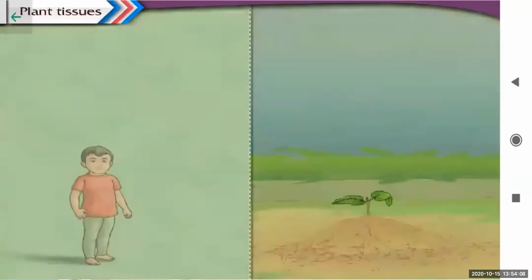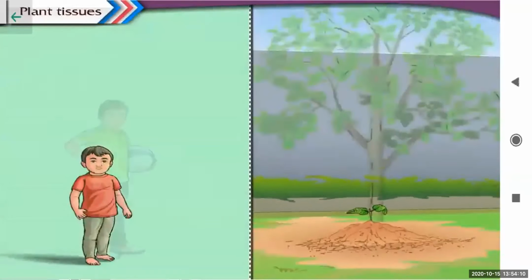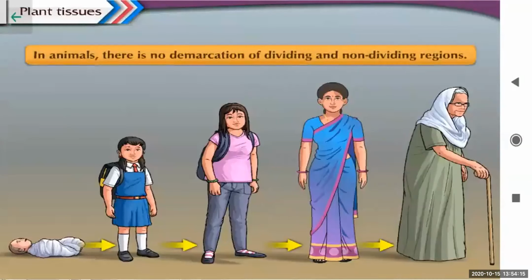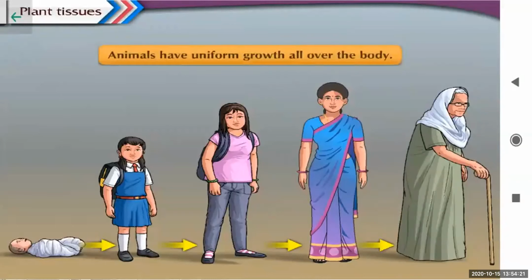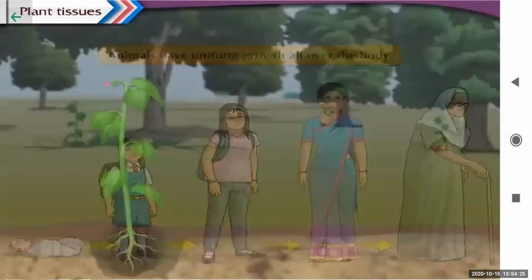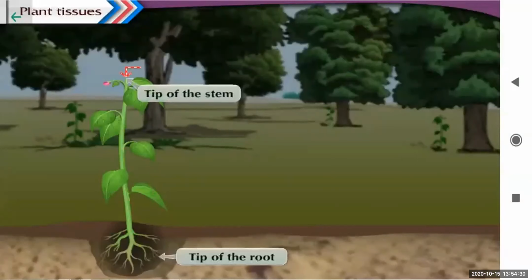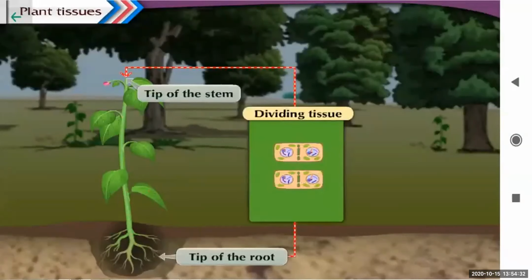Plant tissues. We have already learned that there is a difference in the growth of animals and plants. In animals, there is no such demarcation of dividing and non-dividing regions. They have uniform growth all over the body, while growth in plants is restricted to specific regions, that is, the tips of the roots and stem, where dividing tissues are present. Let us perform an activity to understand about plant tissues.